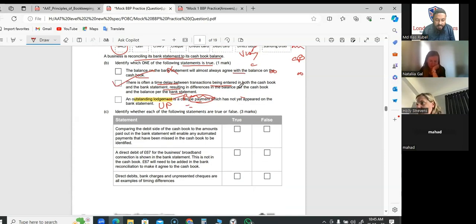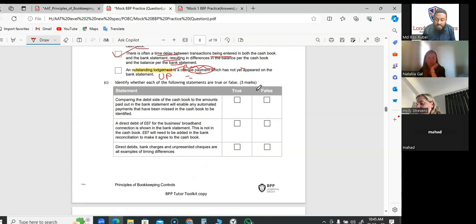Number 2, the middle one. True or false answers. Can we check it out? 1, 2, 3. Straight into the question. Comparing the debit side of the cash book to the amounts paid out in the bank statement will enable any automated payments that have been missed in the cash book to be identified. You see, you have to read the question very slowly. I'm going to read this question very slowly again for you.